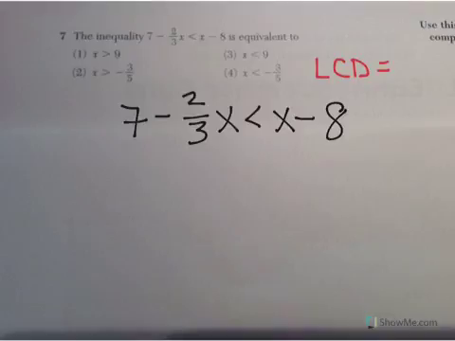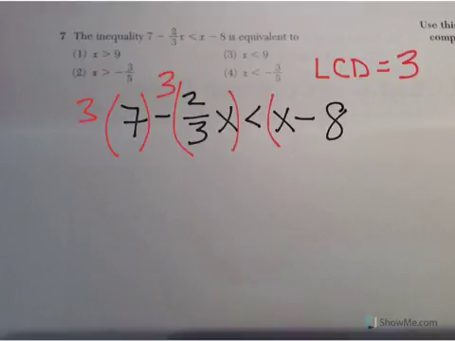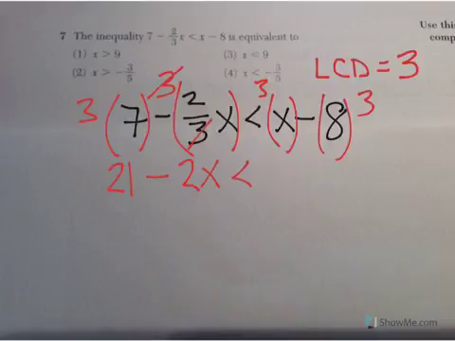The only denominator that you have is 3. So in this case, your least common denominator has to be 3. So what you're going to do is multiply every term by 3. And when you do that, you'll have 21 minus, so this is 3 divided by 3 is 1, so that cancels, and you're left with a 2x is less than 3x minus 24.